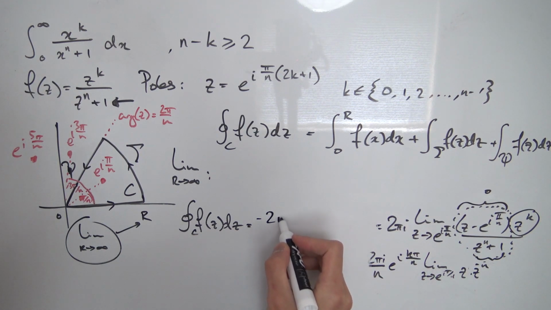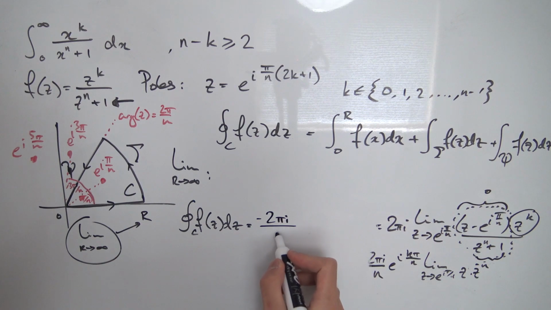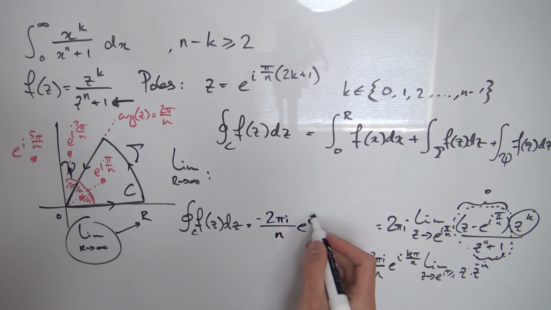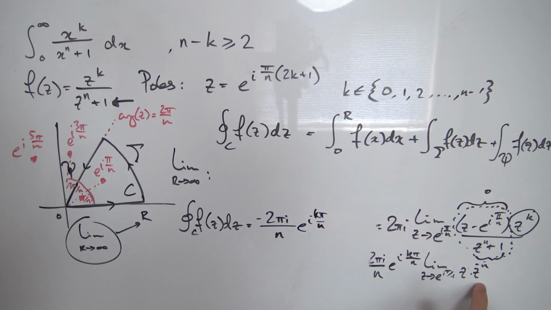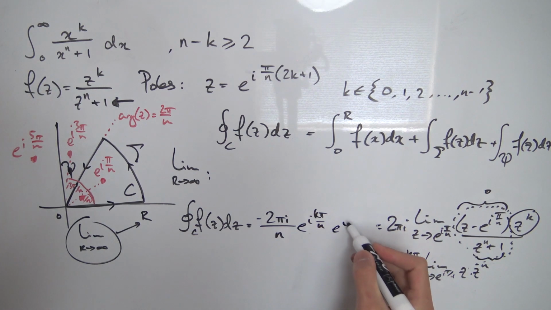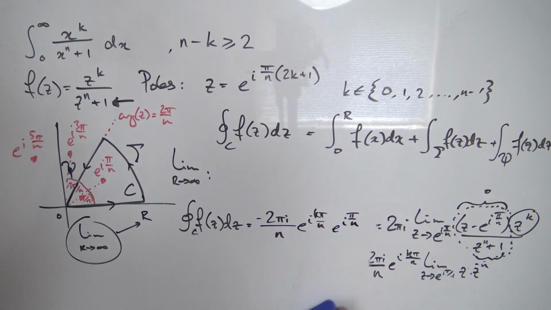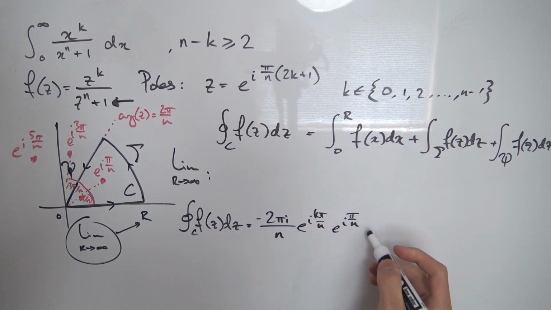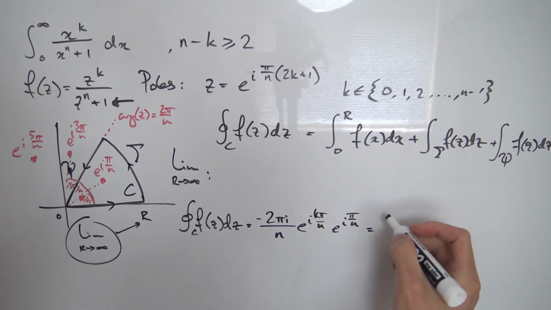So negative 2 pi i over n, and then we have e to the i k times pi over n. And then in the limit, well, we dealt with that negative 1 that we got before, and we just have e to the i pi over n remaining. So that's pretty much our residue, and I guess we can just clean things up a little bit more right here, combine these two exponential terms.